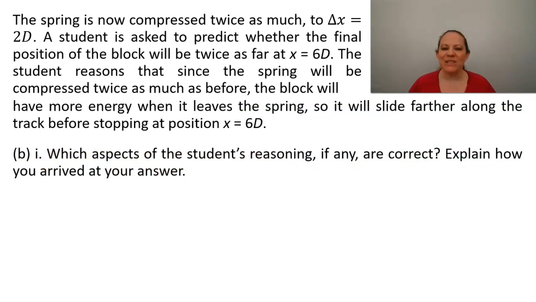The spring is now compressed twice as much, to delta x equals 2d. A student is asked to predict whether the final position of the block will be twice as far, at x equals 6d. The student reasons that since the spring will be compressed twice as much as before, the block will have more energy when it leaves the spring, so it will slide farther along the track before stopping at position x equals 6d. B, part 1: which aspects of the student's reasoning, if any, are correct? Explain how you arrived at your answer.